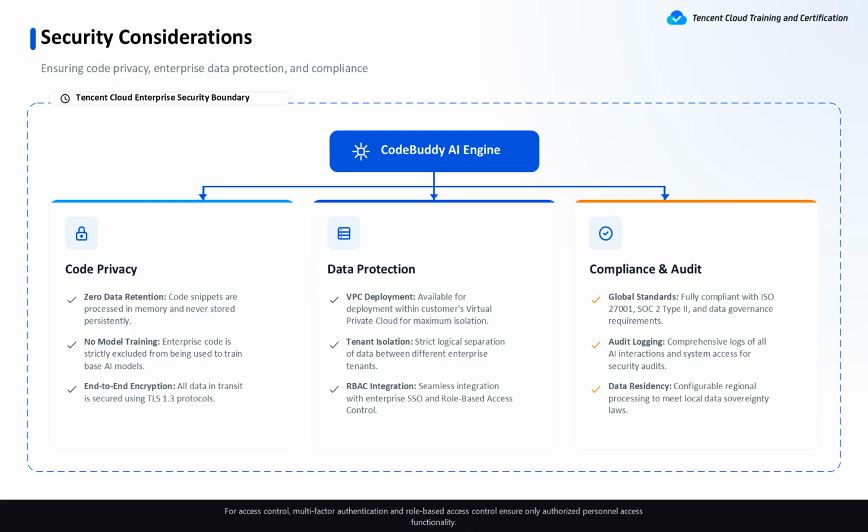For access control, multi-factor authentication and role-based access control ensure only authorized personnel access functionality. For compliance certification, CodeBuddy has achieved ISO 27001 and SOC 2, providing the compliance endorsements required for enterprise procurement. For organizations with the highest code security sensitivity, a private deployment option keeps source code processed entirely within the corporate network perimeter, maximally protecting code assets.